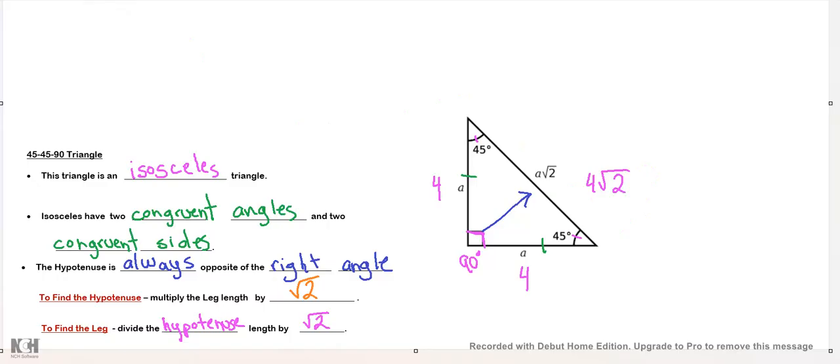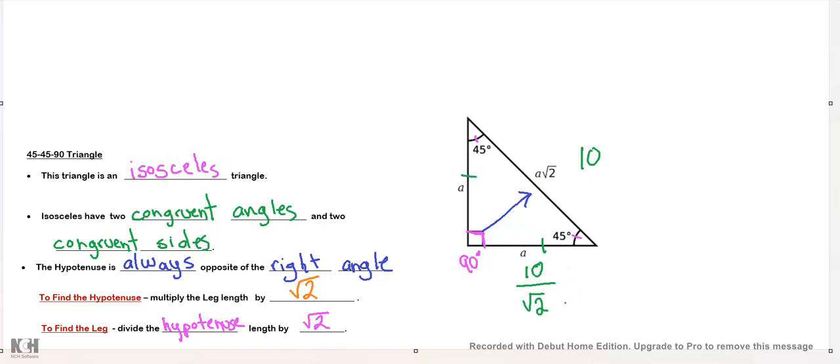What if we knew that the hypotenuse is 10 units long? The hypotenuse is the leg multiplied by the square root of 2, so to find the sides we would just do the opposite: take the hypotenuse and divide it by the square root of 2, and that would be the length of the sides.